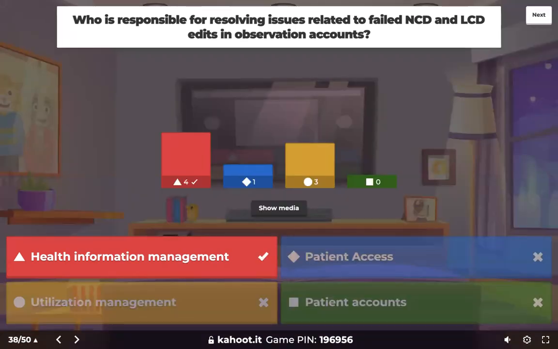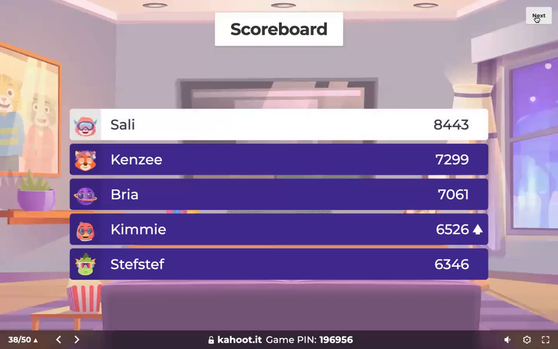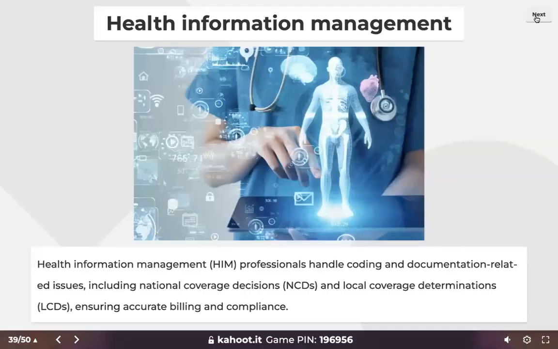We are responsible, HIM. We are responsible for those things, not patient access, not the accounts department, not the utilization, no. The HIM department will be responsible for that. All right, can we move up? We handle coding, we handle documentation, we handle national coverage decisions, and we also deal with local coverage determinations to ensure accurate billing and compliance. That's what we do. Some of us, not all of us, some of us. Okay.